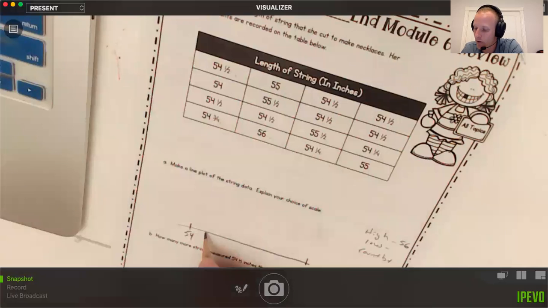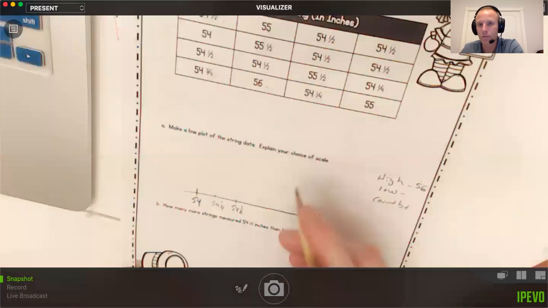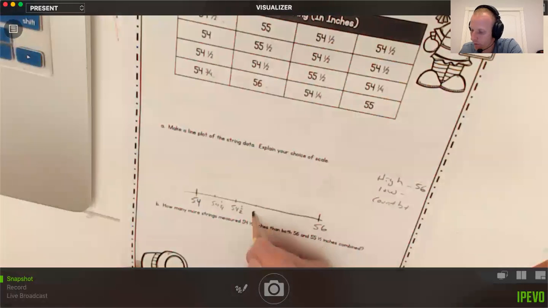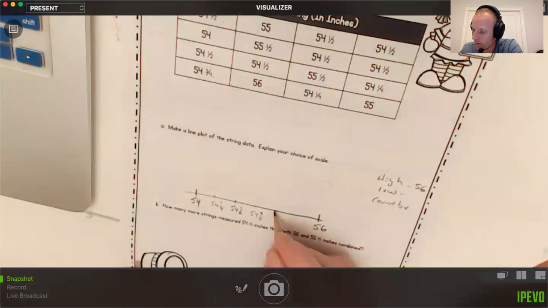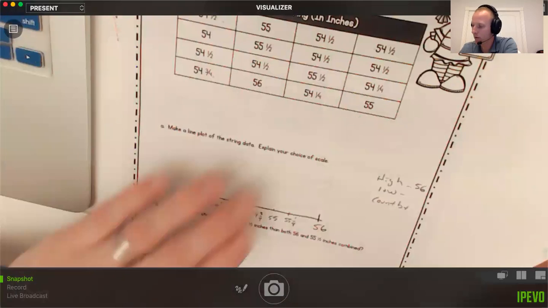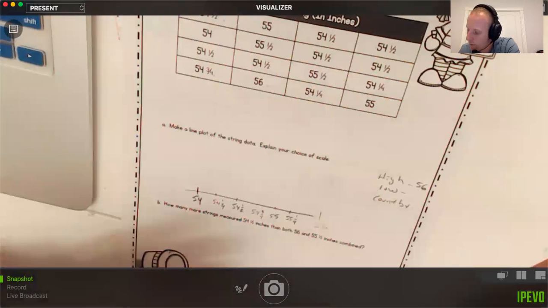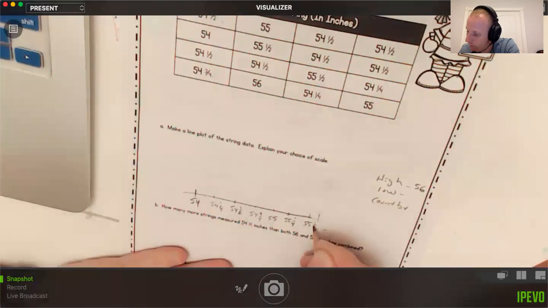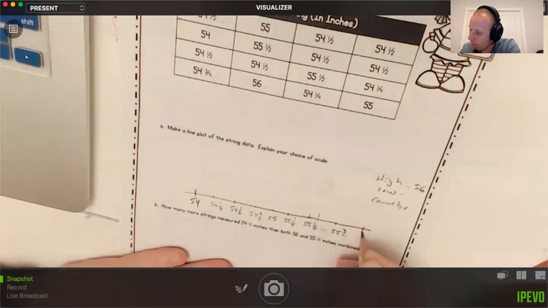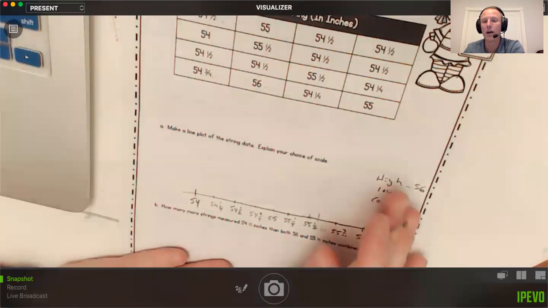So 54, 54 and 1/4, 54 and 1/2. 1/2 is the same as 2/4. 54 and 3/4. I'm going to have to make this a little longer. 55, 55 and 1/4, 55 and 1/2, 55 and 3/4, and 56. So now I've done the hard work.